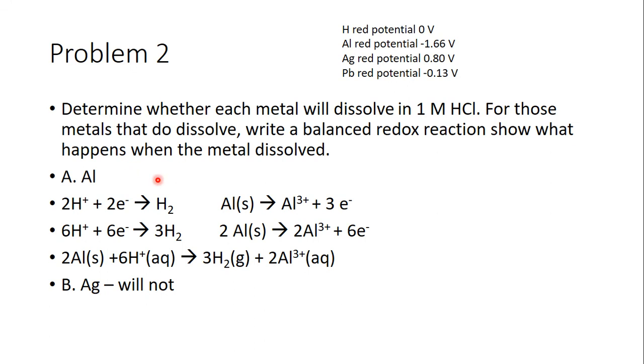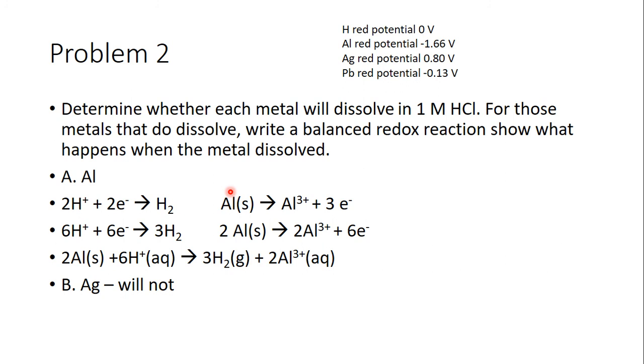So here I have A and B. We have aluminum. Aluminum has a negative reduction potential, so it will dissolve in acid. And now, since we have something that dissolves in acid, we need to write the balanced redox reaction. For hydrogen, the starting redox reaction is always the same: 2 hydrogen ions plus 2 electrons go to hydrogen gas, H2. For metals, you have to determine what charge they will go to from the periodic table. This is something that we covered extensively in General Chemistry 1.